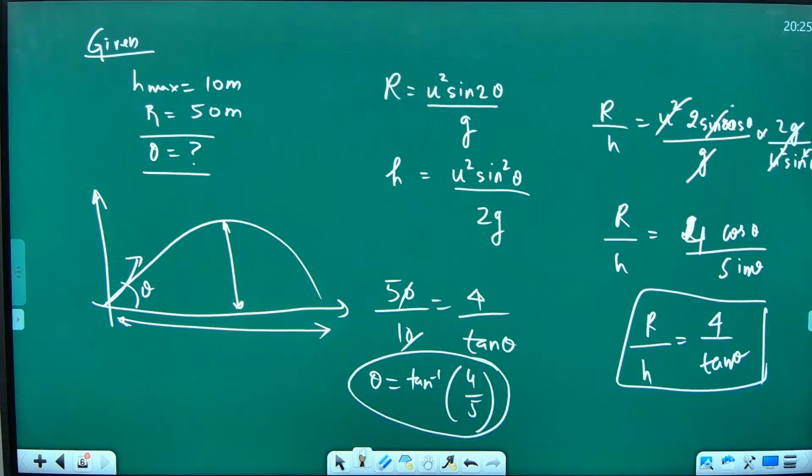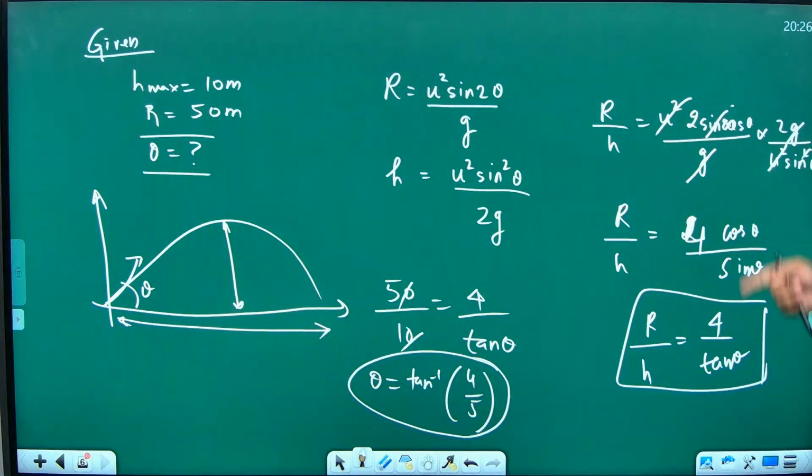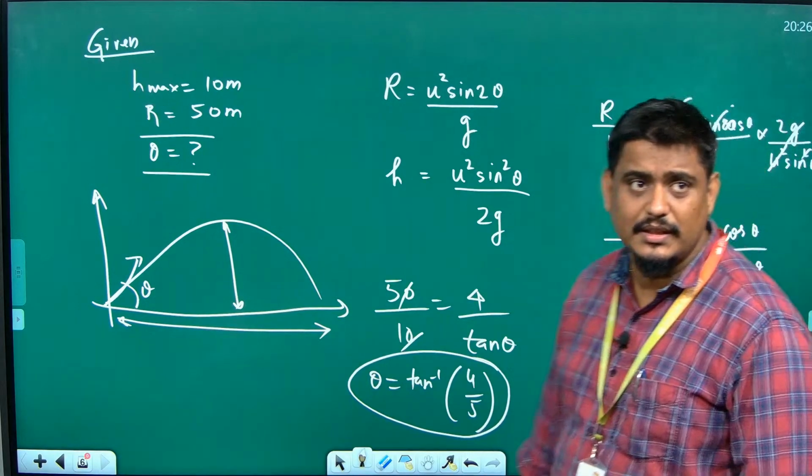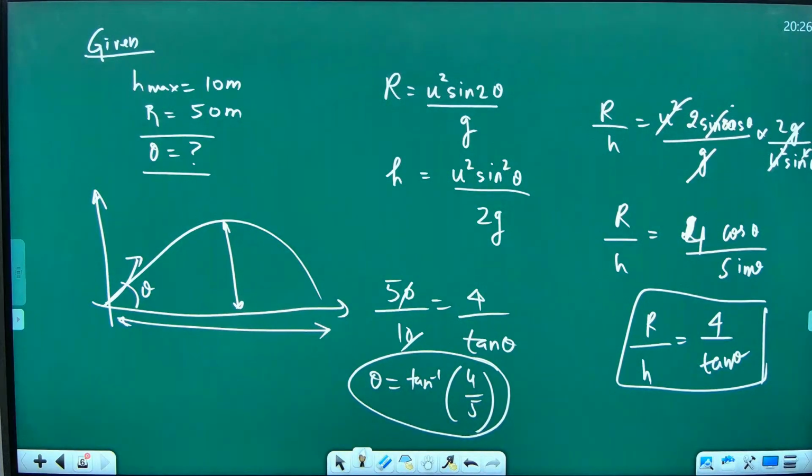Then you took it the other way around. But you understood the concept? Got it? Sin 2 theta, you will not be able to cancel this, no? You will get the value R by H equal to sin 2 theta by sin square theta. Confusing to solve, but if you open this, it will cancel and you will get tan theta. Got it? Anybody has doubt in this, please ask me. If there is no doubt, I will proceed further.